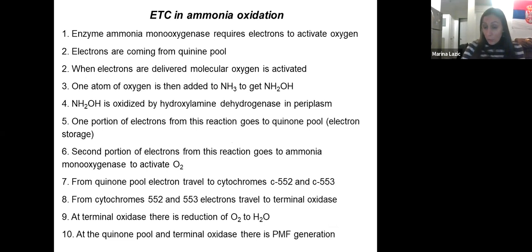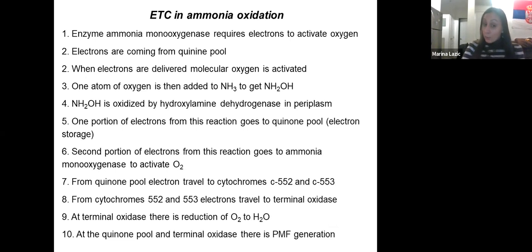This ammonia oxidation also has some electron transport chain to generate proton motive force. So here is how that goes, slightly complicated. I'm also learning about that on a daily basis. So monooxygenase requires electrons to activate oxygen.